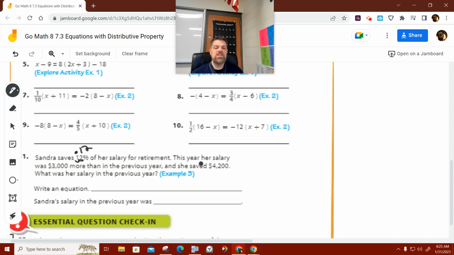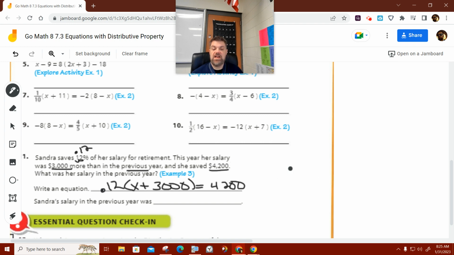It says, this year, her salary was $3,000 more than the previous year. What was her previous salary? We don't know, so we call it X. And what do we do with the X with regards to the 3,000? Add 3,000. And it says that she saved 4,200. So this whole thing is going to equal 4,200, but it was 12% of her income. So I'm going to put 0.12.